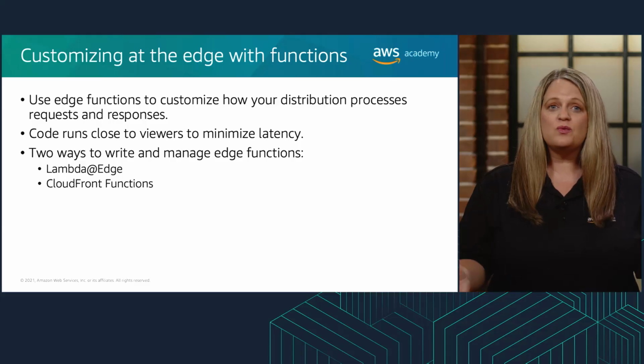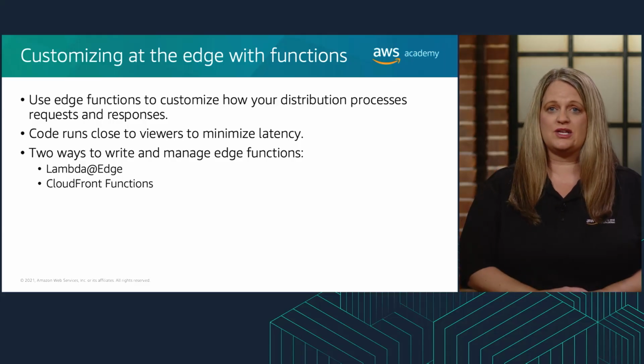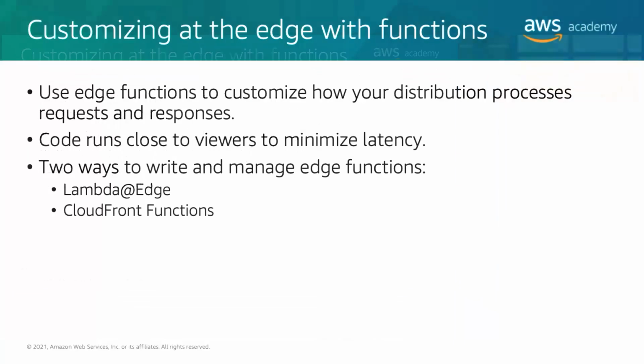You can write your own code to customize how your CloudFront distributions process HTTP requests and responses. The code you write and attach to your CloudFront distribution is called an edge function. The code runs close to your users to minimize latency, and you don't have to manage servers or other infrastructure. You can write code to manipulate the requests and responses that flow through CloudFront. You can also perform tasks like basic authentication and authorization or generation of HTTP responses at the edge.